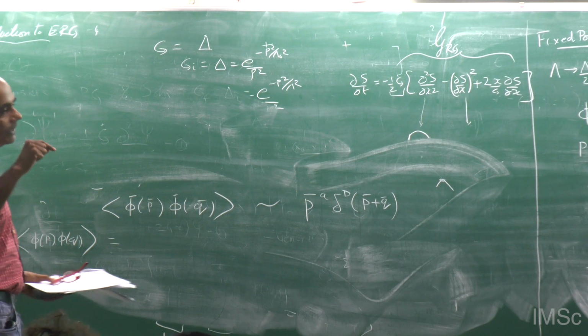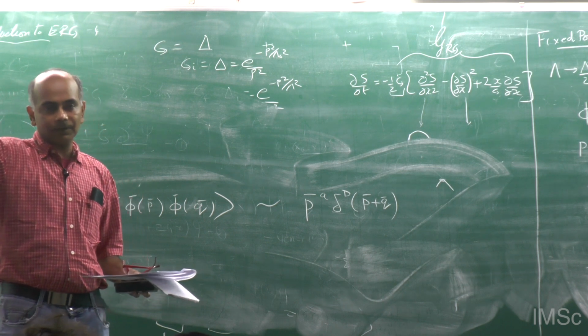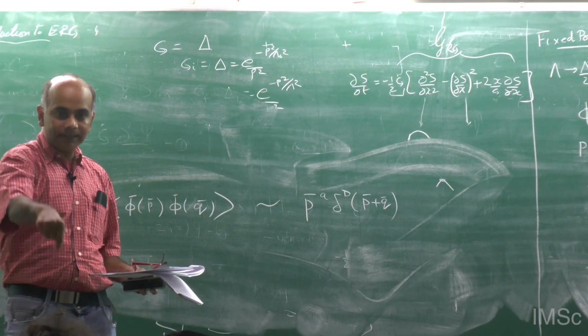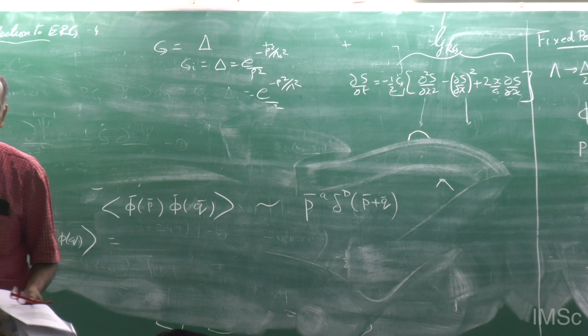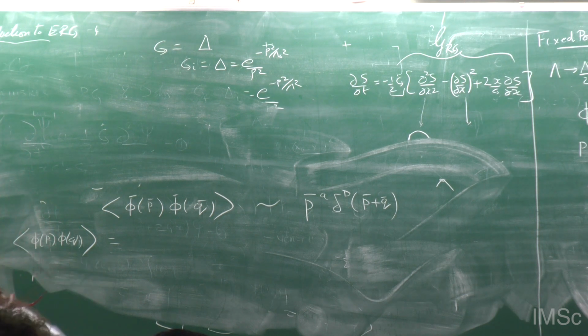Well, you can flow from near a fixed point to another fixed point. But if you're exactly at the fixed point, by definition, nothing changes. It's just sitting there, right? Fixed point means it doesn't change with energy. That's the definition of a fixed point. So you don't flow from there.